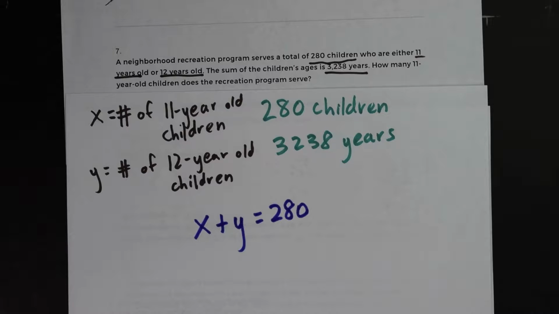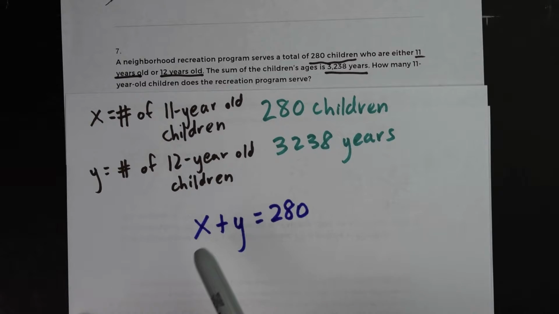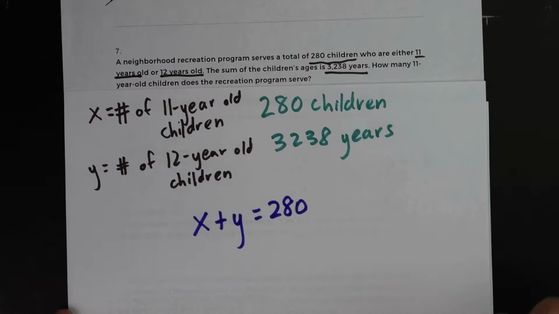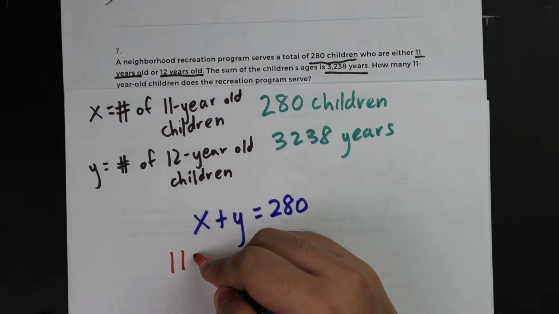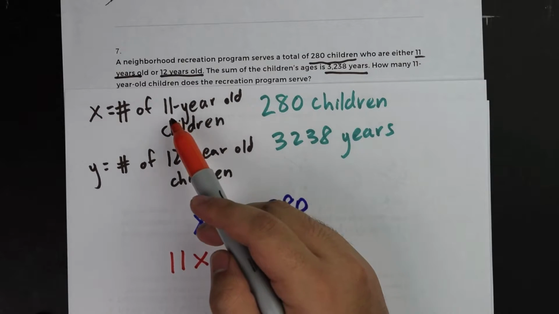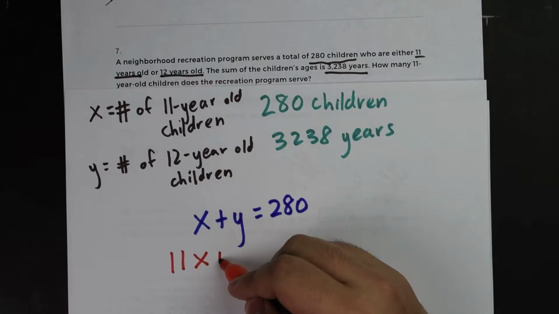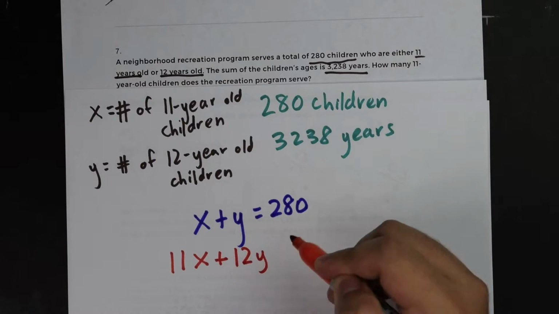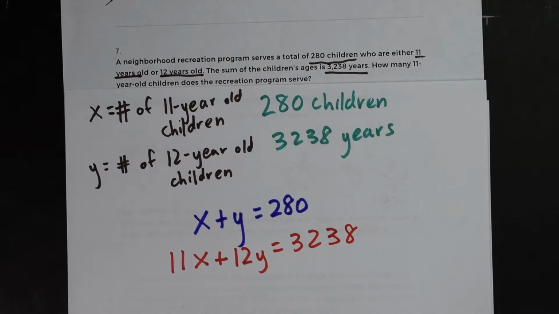The other equation that I need is relevant to the age piece, where it's 3238 years. So I have the number of the children, but now I'm going to try to find the total number of years of these children. So it's going to be 11x because it's 11-year-old. Each time it's 11 times the x number of 11-year-olds that exist, plus 12y is going to equal 3238. Okay, and so this is the key information or setup that I need in order to be able to solve this out.